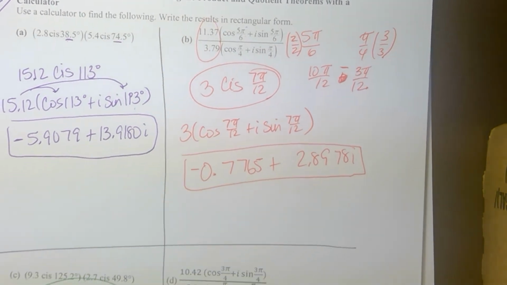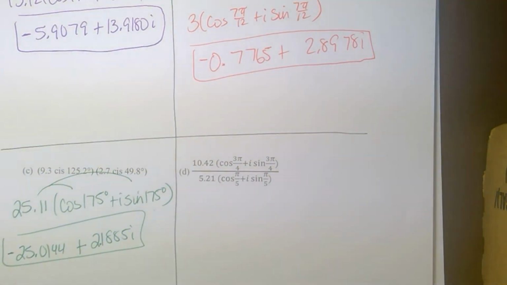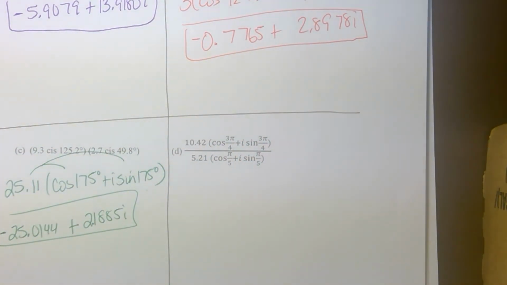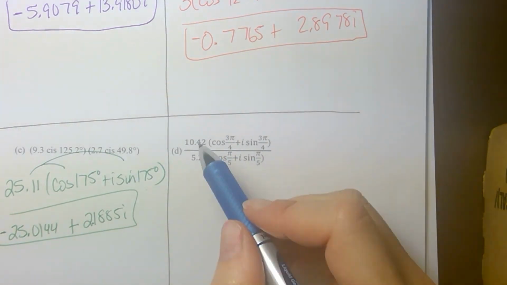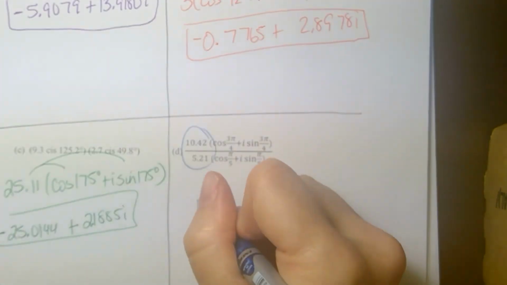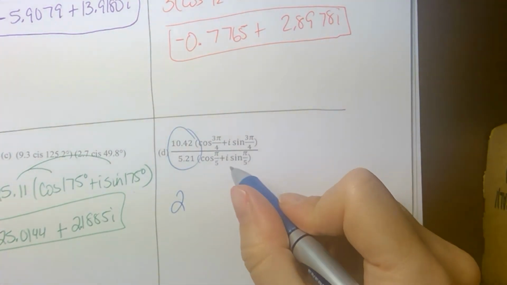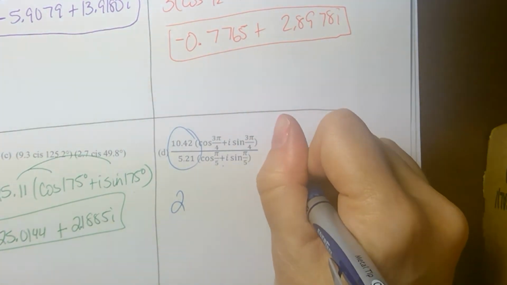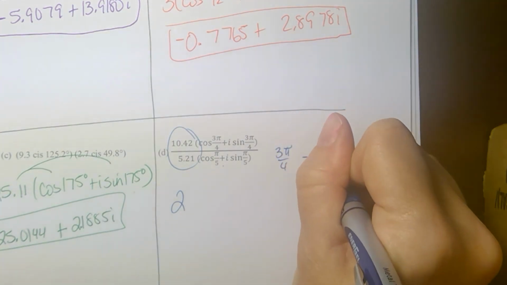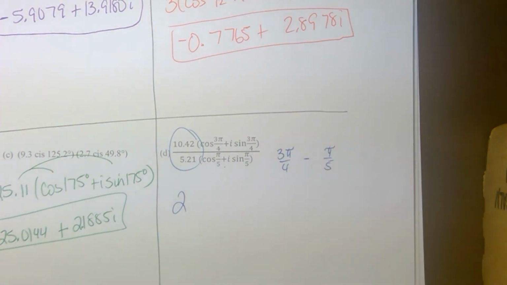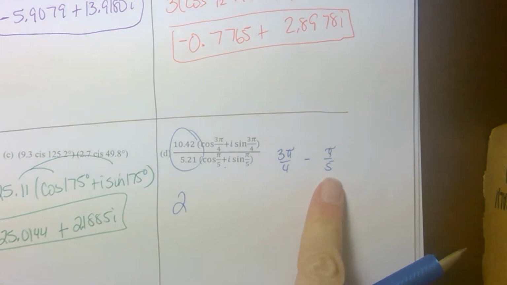All right, we have one more example. We're doing quotient again, dividing. So my moduli, when I divide, I just get 2. That's simple enough. My arguments I need to subtract, so I'm going to need to say 3 pi fourths minus pi fifth. I need a common denominator. My common denominator is going to need to be 20.